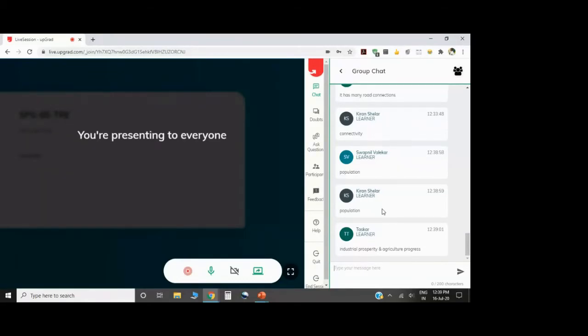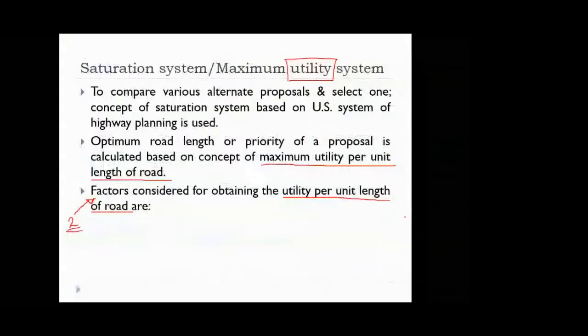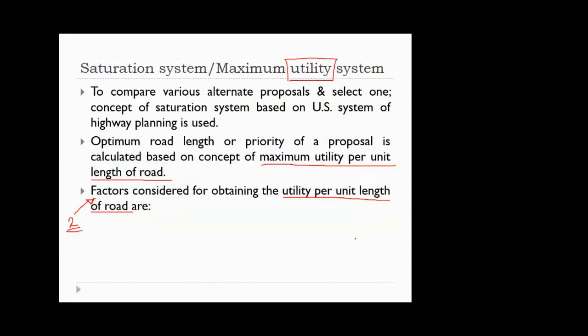Okay, so there are a few answers. Two of them are saying population, one of them is saying industrial prosperity and agricultural progress. I hope you are giving this answer out of curiosity and understanding and not from the classes that you have attended previously for GATE or IES, even though if you have attended, it's good.